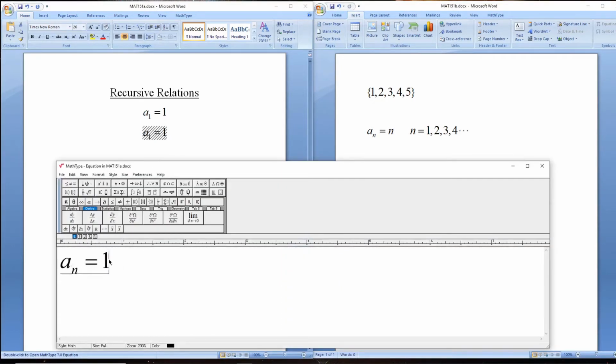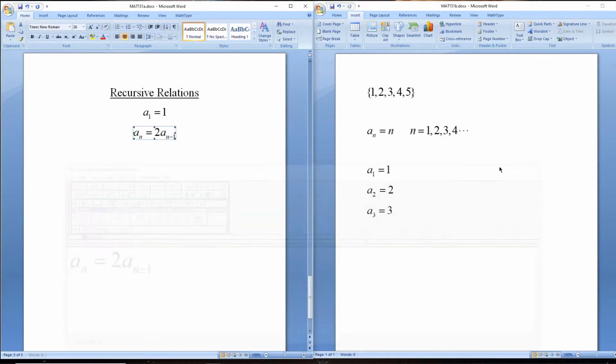So I'm just going to make up some relationship here. So let's say the next output is always going to be 2 times the previous output. And so that's what I'm defining then with the second equation. This is a recursive relation then. It tells us how the next output, a sub n, is always going to be 2 times the previous output.